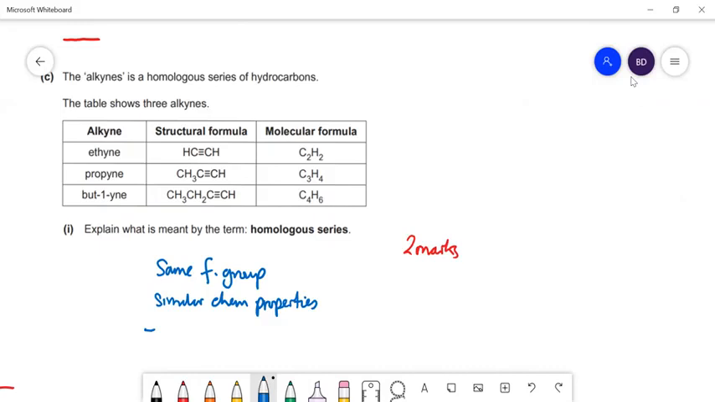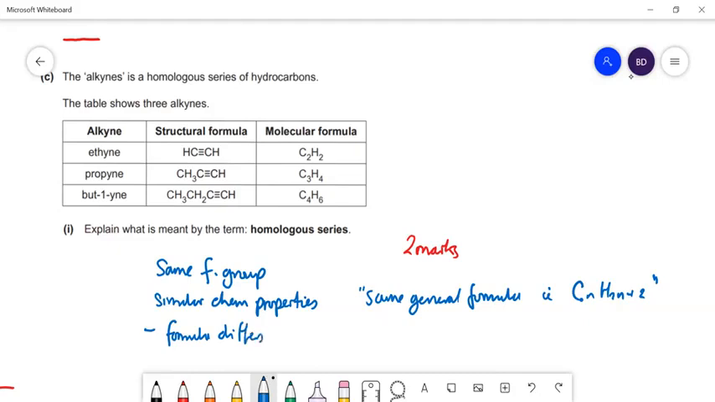Okay. I would also say actually same general formula, but they don't really like that at OCR. I.e., I'll say CnH2n plus 2 for an alkane. Well, these aren't alkanes, but they don't like that. What they want you to say is the formula differs between 2 members by a CH2 group. That's what they like you to say. Okay, so I would say it.